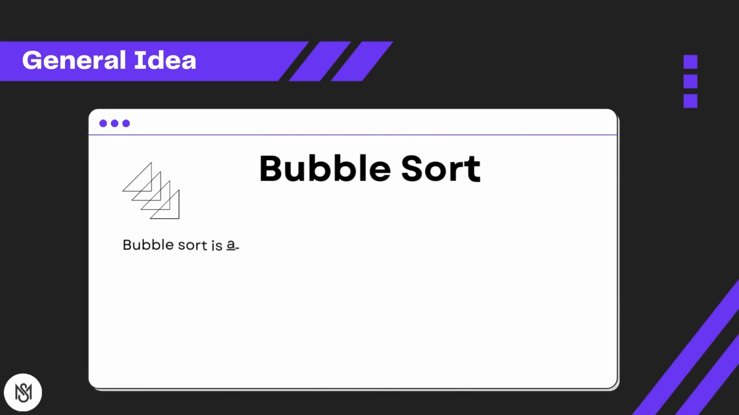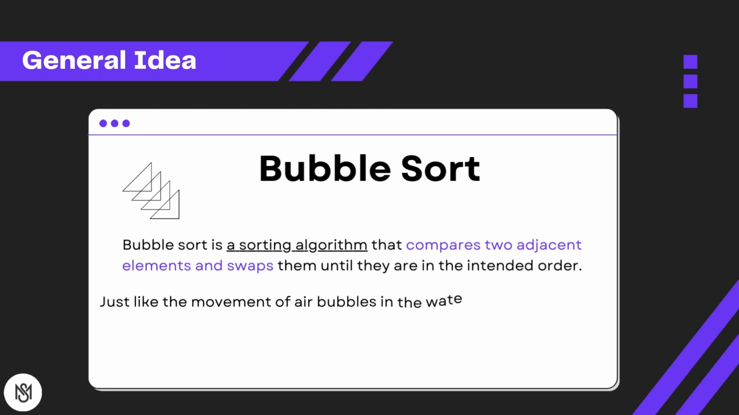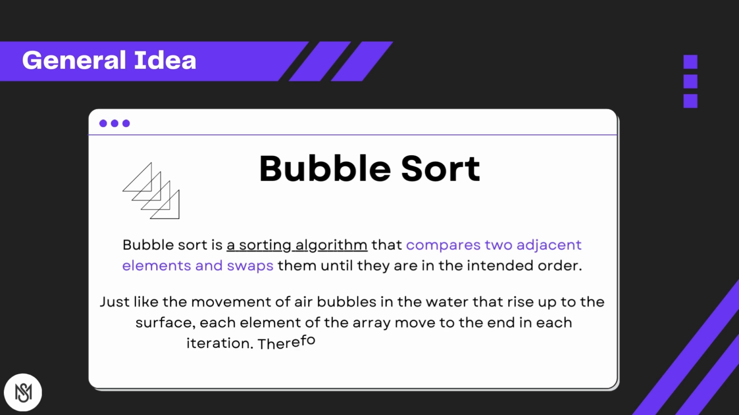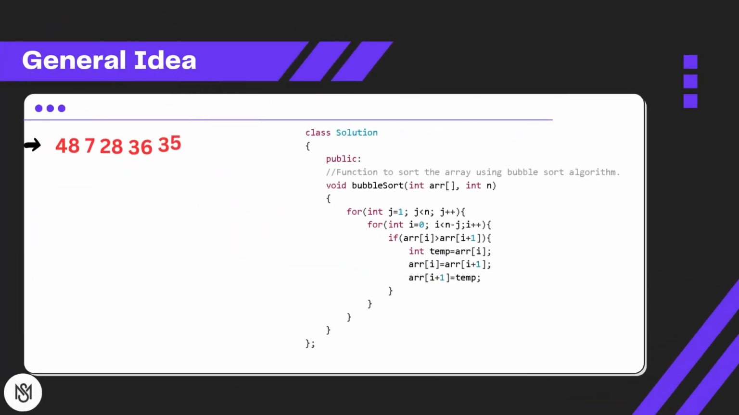Today, we will be talking about bubble sort. So, whenever bubble sort comes to your mind, two words to remember: compare and swap. We will be comparing two adjacent elements and swap if they are not in a correct order. Just like a movement of air bubble in the water that rise up to the surface, each element of the array moves to the end in each iteration. Therefore, it is called a bubble sort.